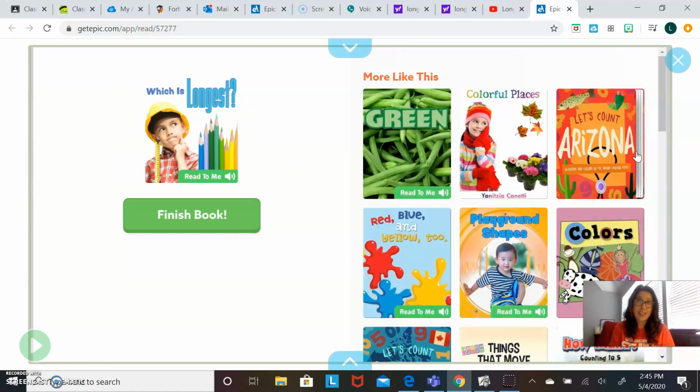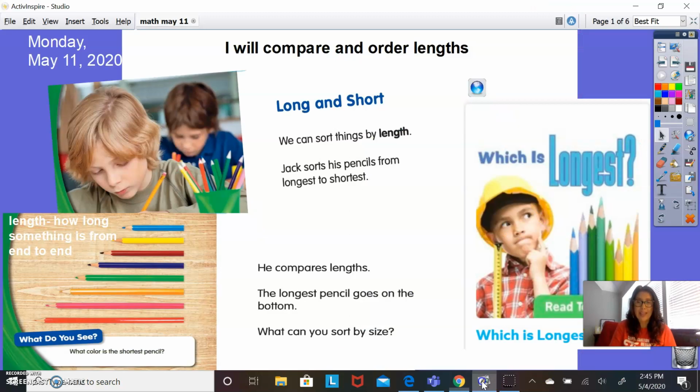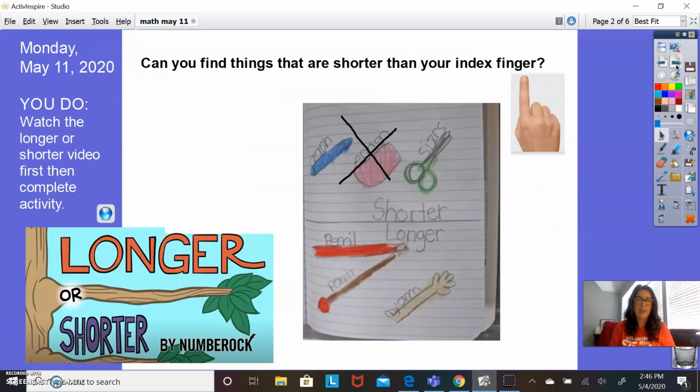So that is the end of our book. And again, this week we are talking about comparing and ordering lengths, looking at what's long, what's short, which one's longer, which one's shorter, and then putting them in an order that's given to you. So let's move on to our activity.